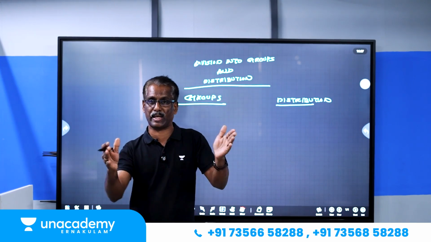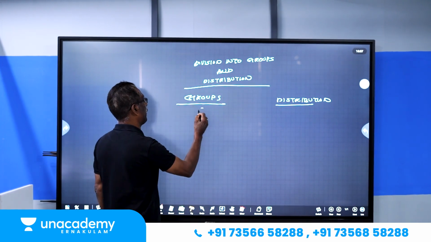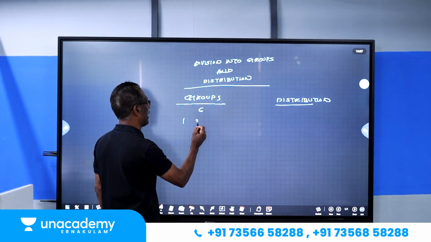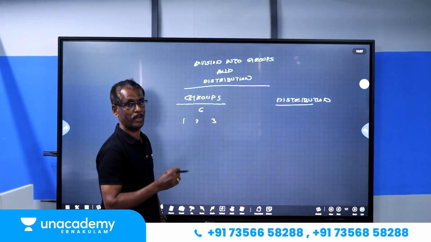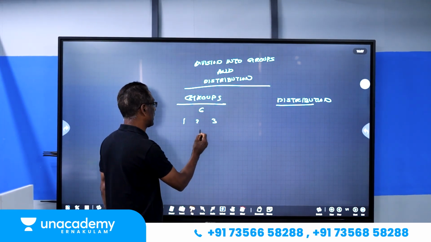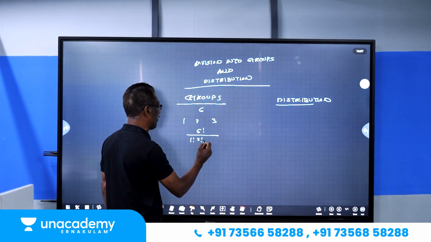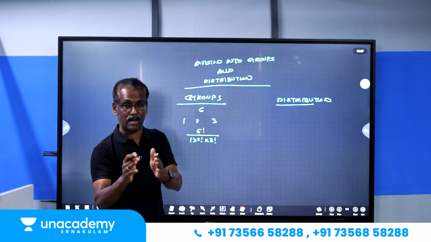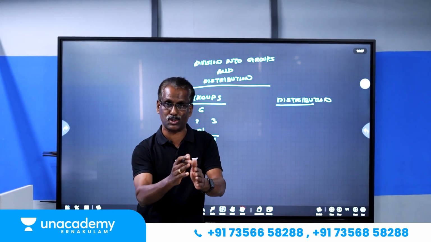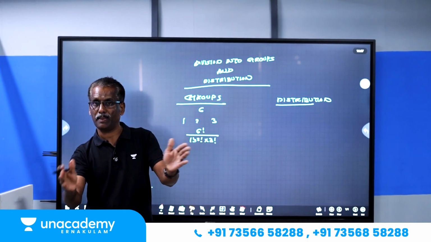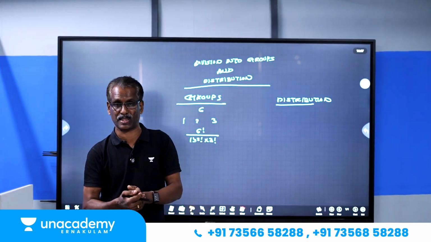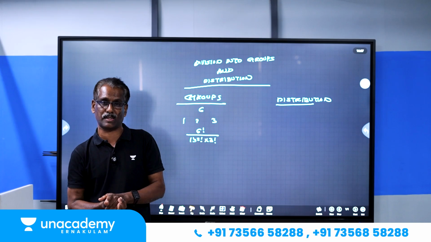How many ways can I divide? 6 persons I am dividing into 1, 2, 3 in this way. In how many ways? 6 factorial divided by 1 factorial into 2 factorial into 3 factorial. That is the answer. In that way, I divided your family into 3 groups. That is the case of unequal distribution.